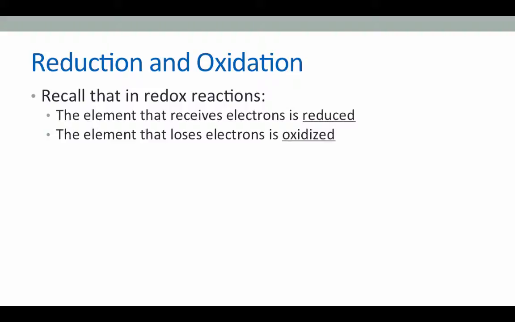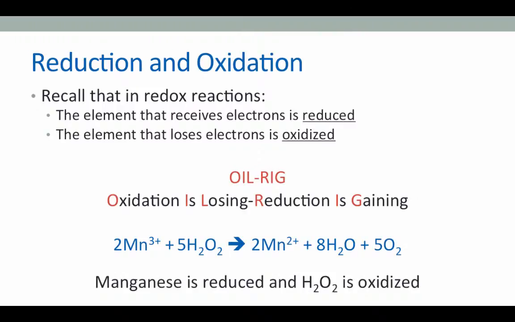So once again, a reminder that in redox reactions, one element receives electrons and is thereby reduced, and another element loses electrons, and we call this oxidized. So in today's redox reaction, the manganese from our potassium permanganate is going to be reduced, and the hydrogen peroxide will be oxidized to water and oxygen gas.